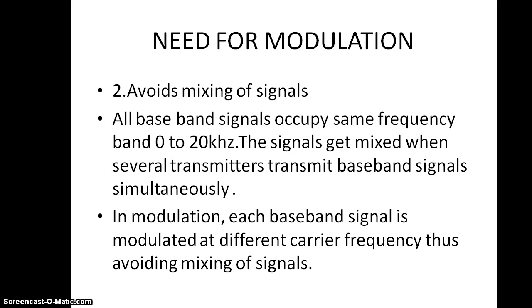Assume that we have 5 baseband signals. To each and every baseband signal, let us apply 5 different carrier frequencies. For example, let the carrier frequency C1 equal 1 MHz, C2 equal 10 MHz, C3 equal 500 MHz, and so on. So each baseband signal sits on its own carrier frequency and travels with a different carrier frequency. So this avoids mixing of the signals.